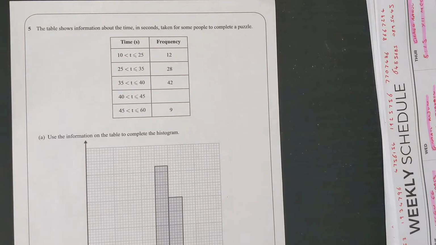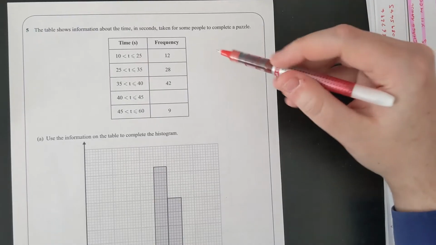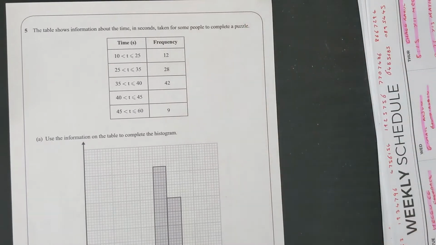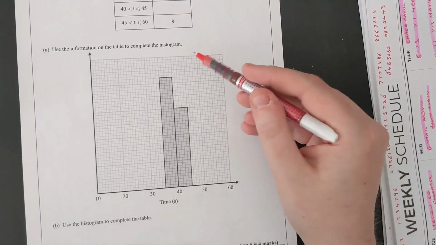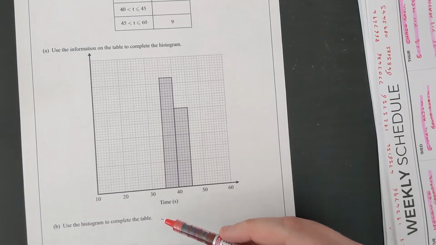I'm going to look at two past paper exam questions, and I'm also going to add a part of my own to one of the questions so that we can elucidate our understanding a little more. So, looking at the question in front of me, the table shows information about the time in seconds taken for some people to complete a puzzle. You're given a number of times, a number of frequencies with one missing, and you're asked to use the information on the table to complete the histogram, and then use the histogram to complete the table.